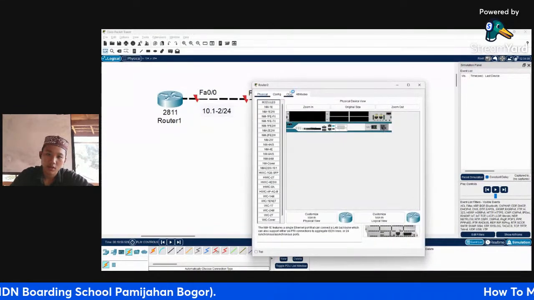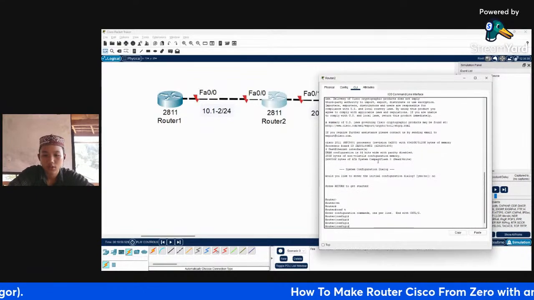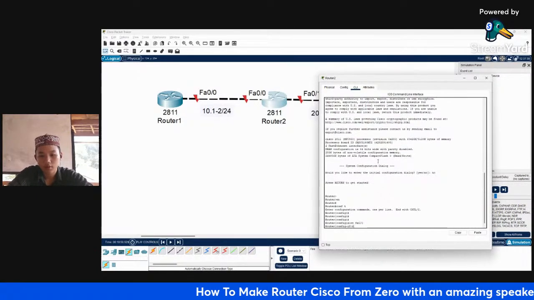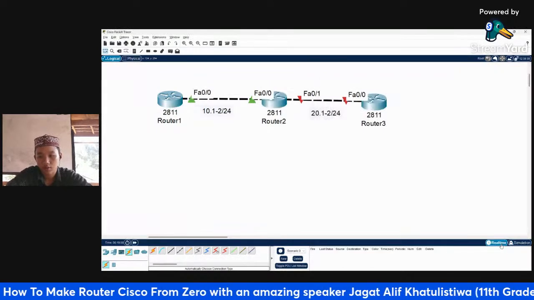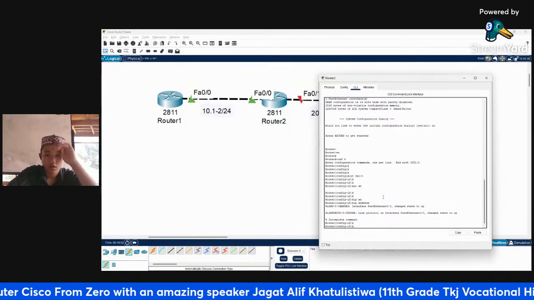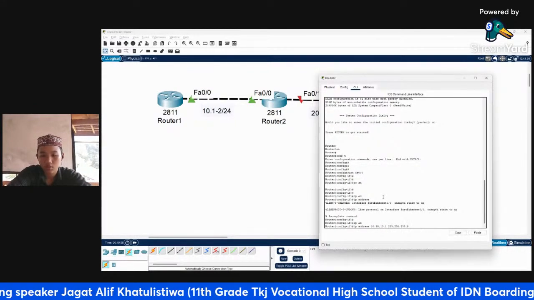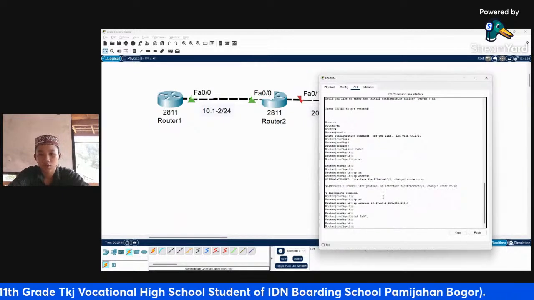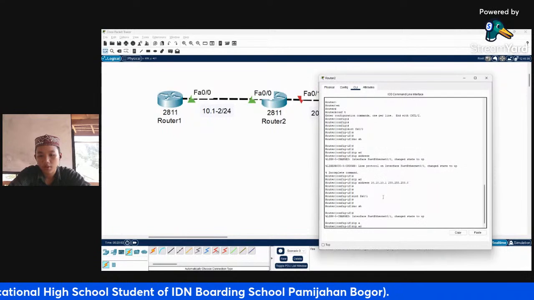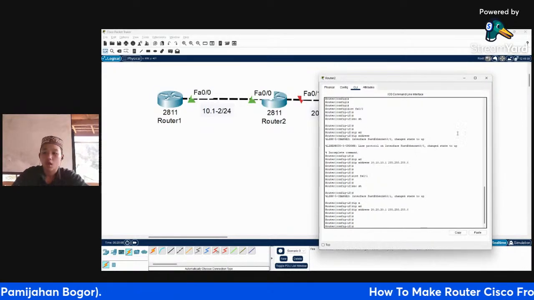Maybe I can do it step by step. Next, the second router. Enter the interface, no shutdown, IP address 10.10.10.2. Then interface FastEthernet 1, no shutdown, IP address 20.20.20.1. Yeah, we have it.